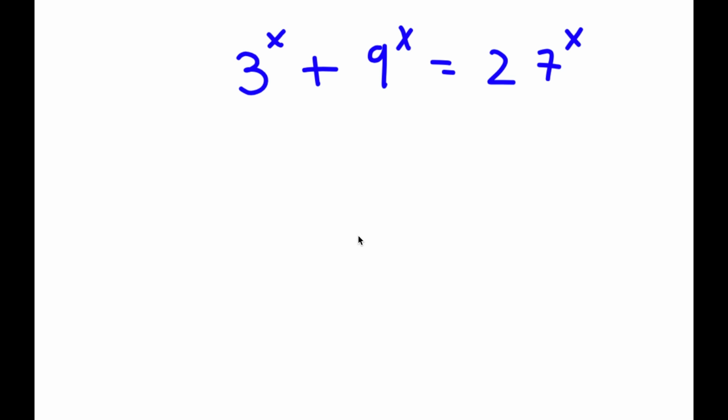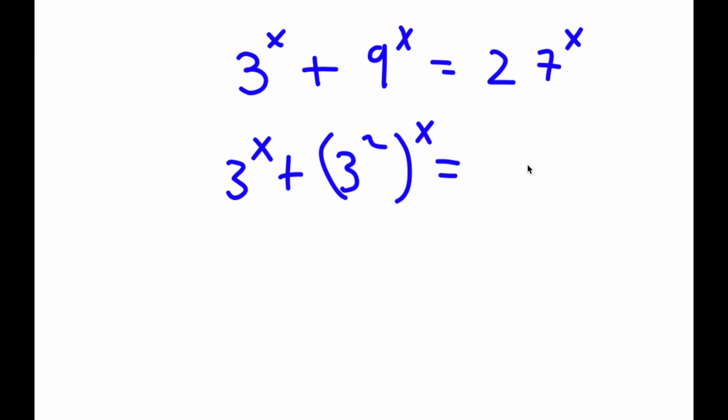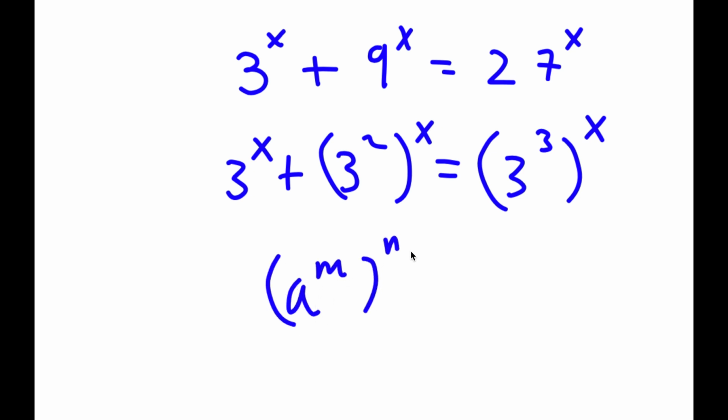Alright, so in this problem, I have 3^x + 9^x = 27^x. To solve this, I'm going to first start by rewriting 9^x as (3^2)^x, and 27^x as (3^3)^x. Now, if I have something in the form (a^m)^n, this is the same thing as (a^n)^m.